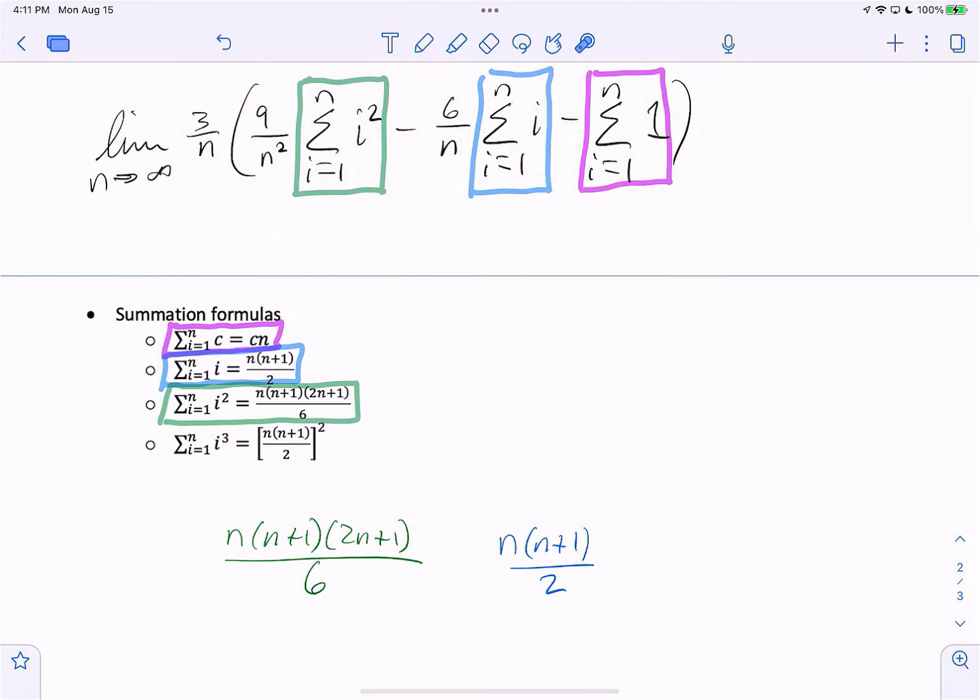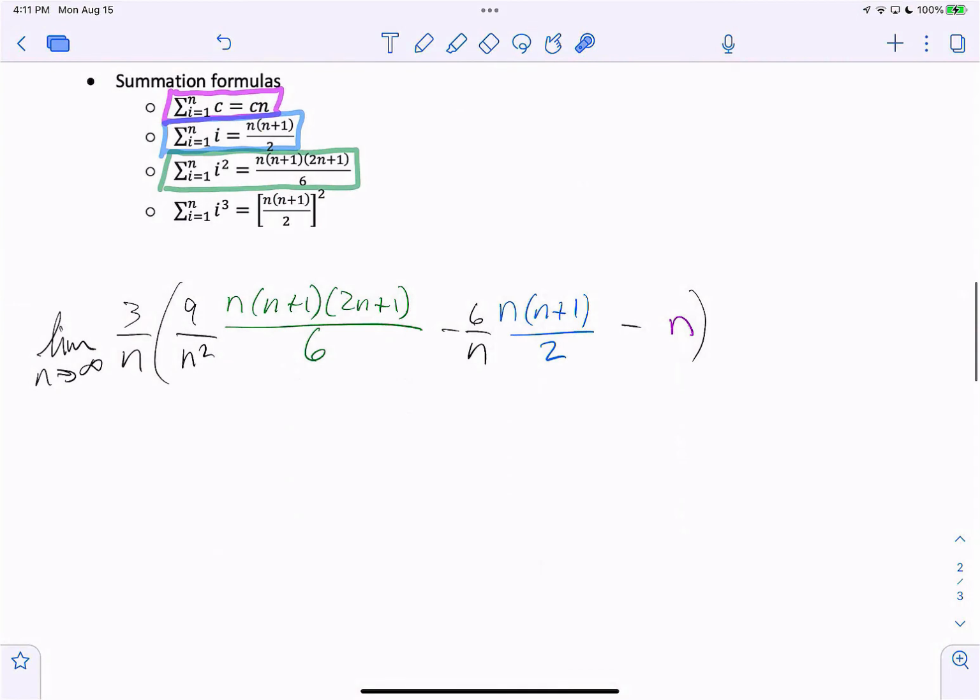1 is playing the role of c. c times n means that I have simply an n. They all had coefficients, 9 over n squared for the first one, negative 6 over n for the second one, and then a negative 1 essentially for the third one. And all of this is still being multiplied by 3 over n, and we still haven't taken the limit as n approaches infinity. What you will see is that there's, after distributing, an equal number of factors of n in the denominator and the power of n in the numerator for each term. Here's what I mean.